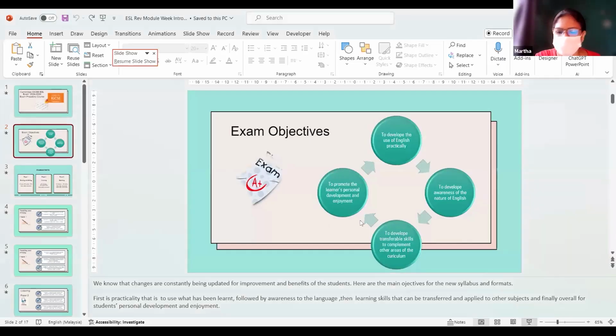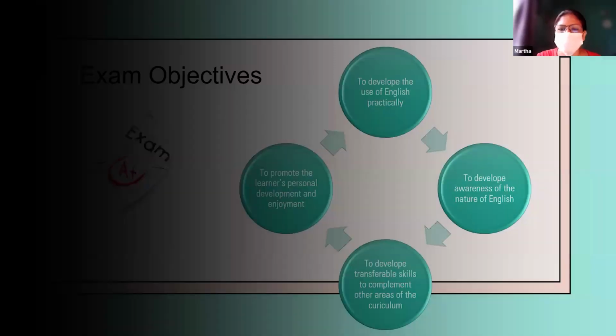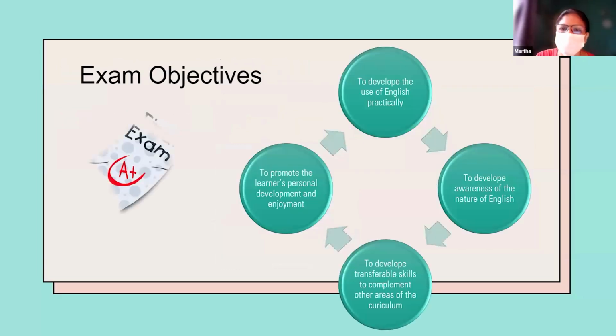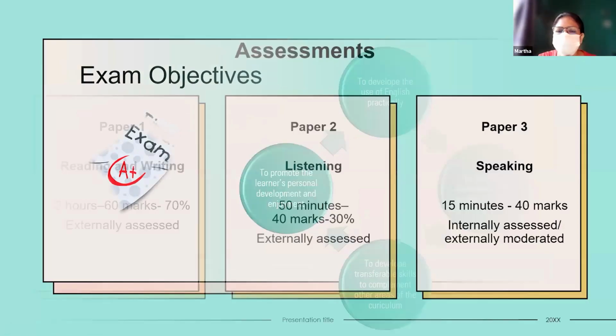Okay. So for the IGCSE, earlier I did share there are 3 papers. Paper 1, which is reading and writing, and then you have the other components. One of them is speaking, and then you have the listening. All right. Hang on. Okay. So we have these 3 components, and they're all externally assessed.